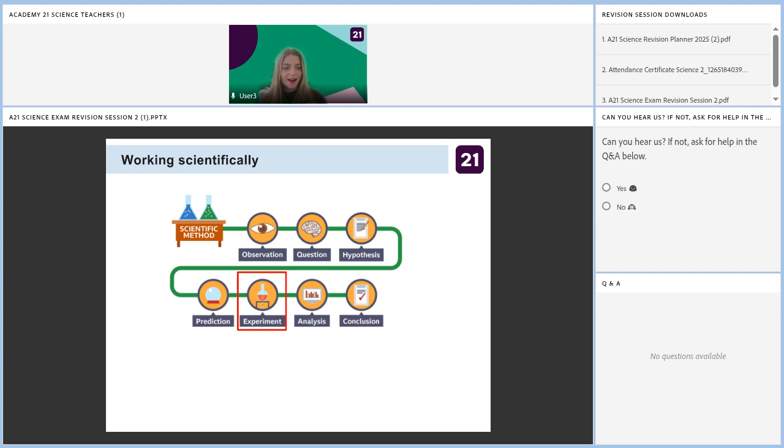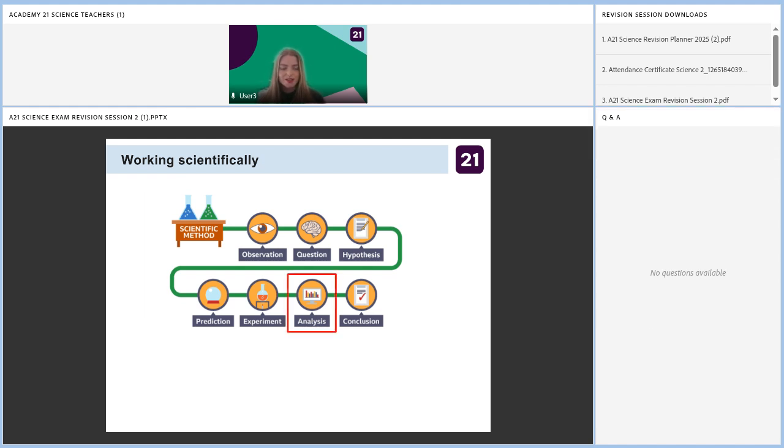The next thing then is to actually do the experiment. So whatever experiment it is, you need to go ahead and do it. And this experiment, remember, is to test your prediction that you made beforehand and also collect some results. Once you've collected those results and you've done your experiment, you can then go through the stages of analysis. With analysis, it's just checking that those results are valid. Can they be compared? Have you repeated them? Maybe calculated an average through your results there.